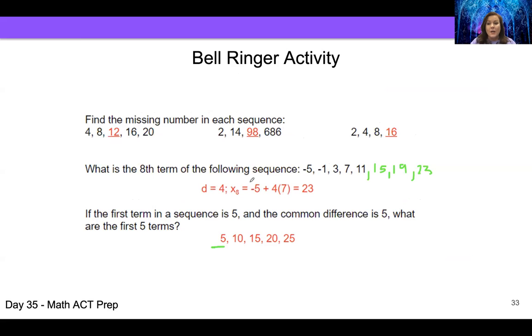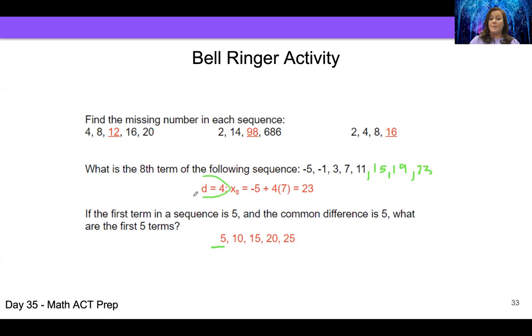Now, the second one can be solved one of two ways. I probably would just recognize that we are adding 4 to each term. That's our common difference, which is plus 4. And go 11 plus 4 is 15. 15 plus 4 is 19. 19 plus 4 is 23. Probably faster that way. Because the other way is to have the formula memorized.